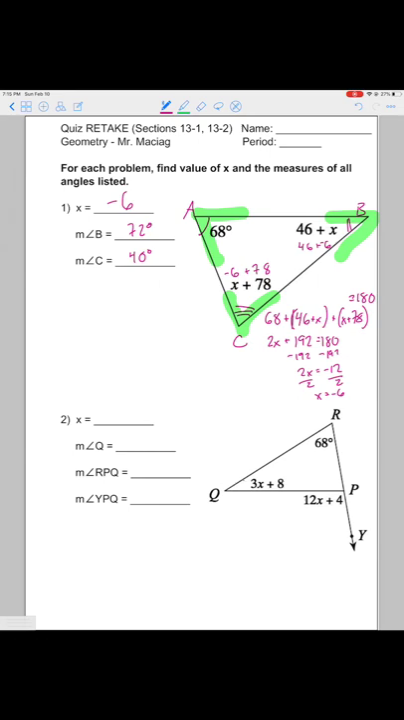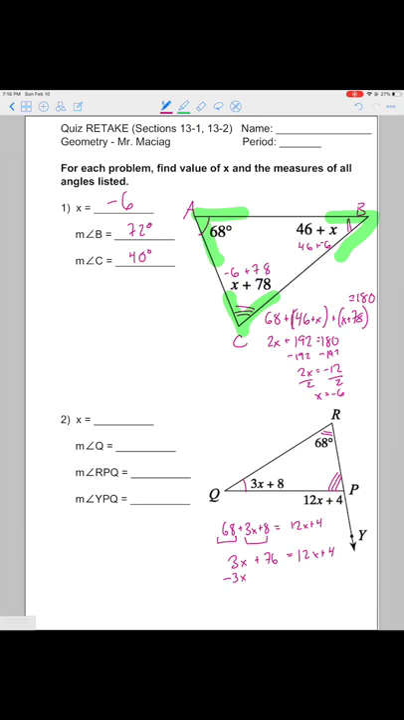Next one, again, just like the other number 2, we don't have all three angles on the inside, so we have to use the exterior angle theorem. So this one we would have 68 plus 3x plus 8, which is remote number 1 plus remote number 2, equals 12x plus 4, which is the exterior. So combining like terms, we get 3x plus 76 equals 12x plus 4.